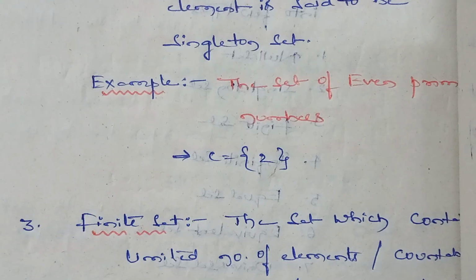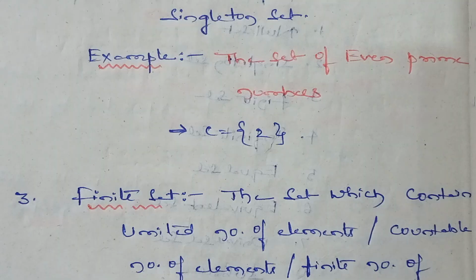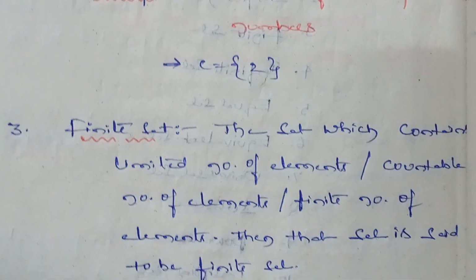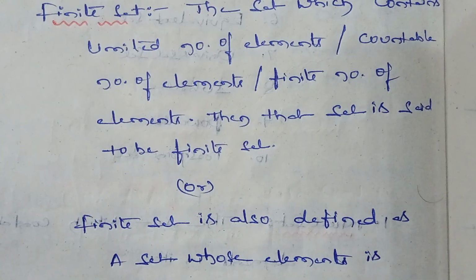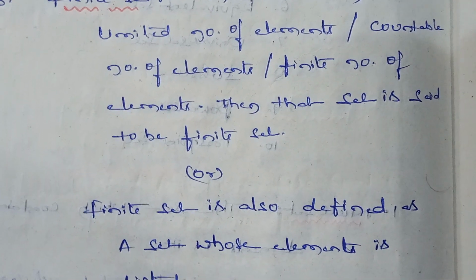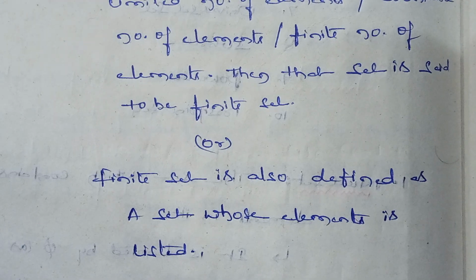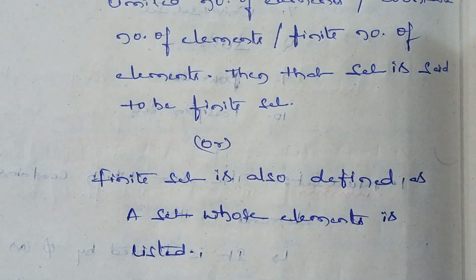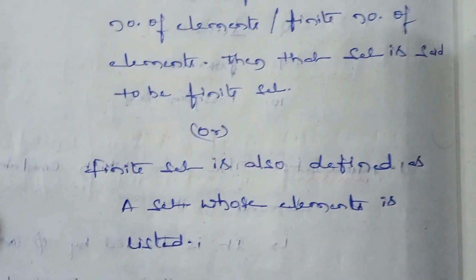Okay, finite. The set which contains a limited number of elements, that means a countable number of elements, students. Okay, then it is called a finite set. A finite set will always have a condition. A finite set is also defined as a set whose elements can be listed. We are able to write a condition for a finite set. That is nothing but a finite set.